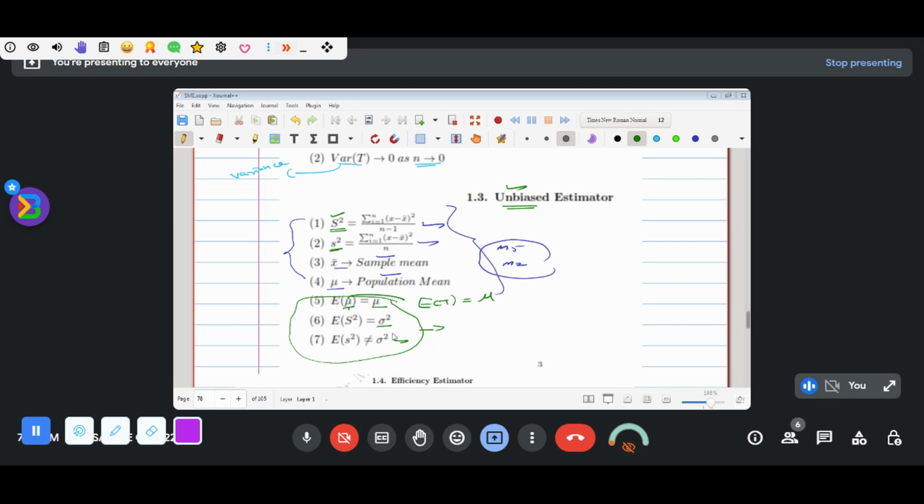Suppose this condition is not satisfied. That is called a biased estimator. Okay, biased.